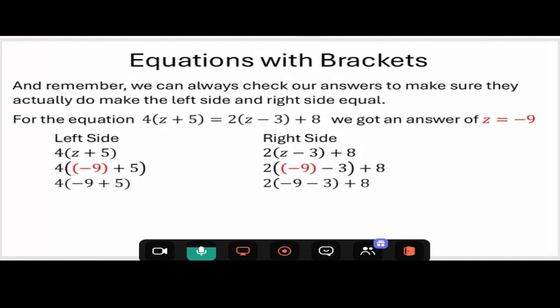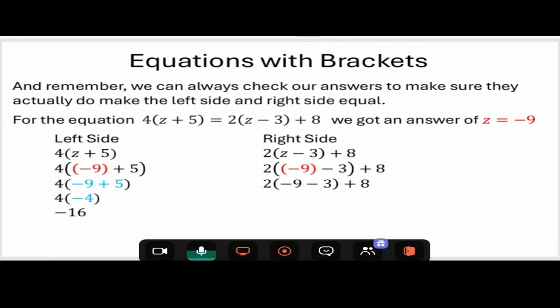Now let's take the left side first. BEDMAS, we're going to work this expression out. Inside the bracket, we have -9 plus 5, so that's 9 to the left, 5 to the right. 9 minus 5 is 4. We went further left, so -4. And then multiply 4 times -4 is -16.